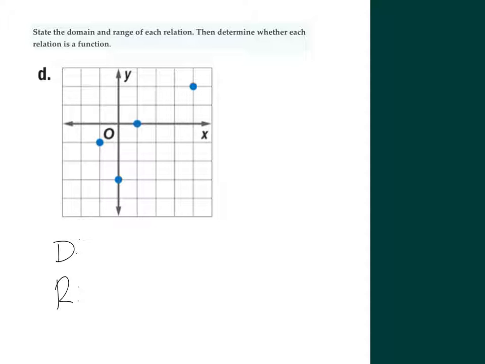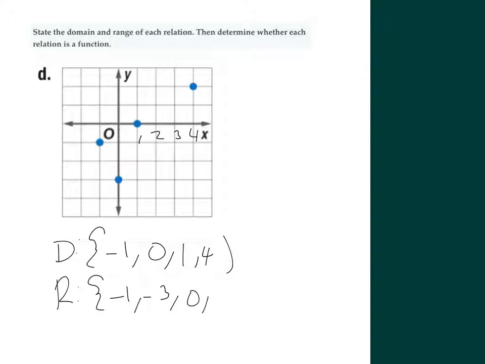And it's been about 1 second. So your domain are all your possible x values. So it looks like -1, 0, 1, and 4 are our x values, assuming these are our units. And the range, therefore, would be all those y values. So -1, -3, 0, and 2. And then, is it a function? Well, I paired them up literally in the order that they went in. So you can see there are no x values that have been doubled.